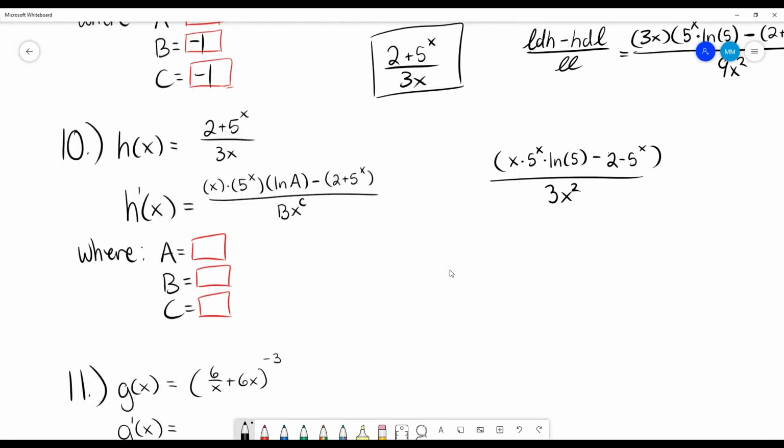And let's double check. I've got an x times a 5 to the x times a natural log of 5 minus, oh yeah, the 2 plus 5 to the x all over, okay. So we've got x times 5 to the x times natural log of a, and our a is a 5, right? Minus 2 plus 5 to the x over b, which is 3 times x to the c, which is 2.